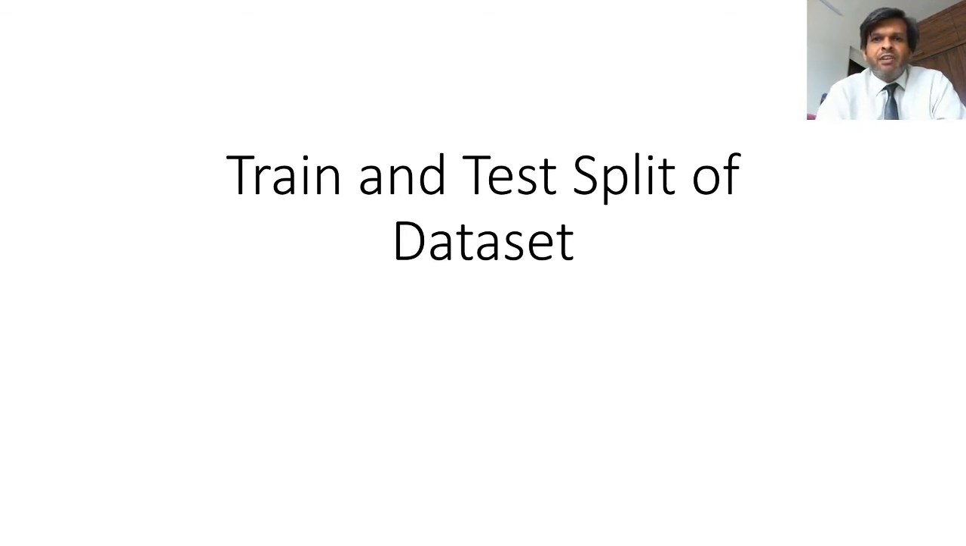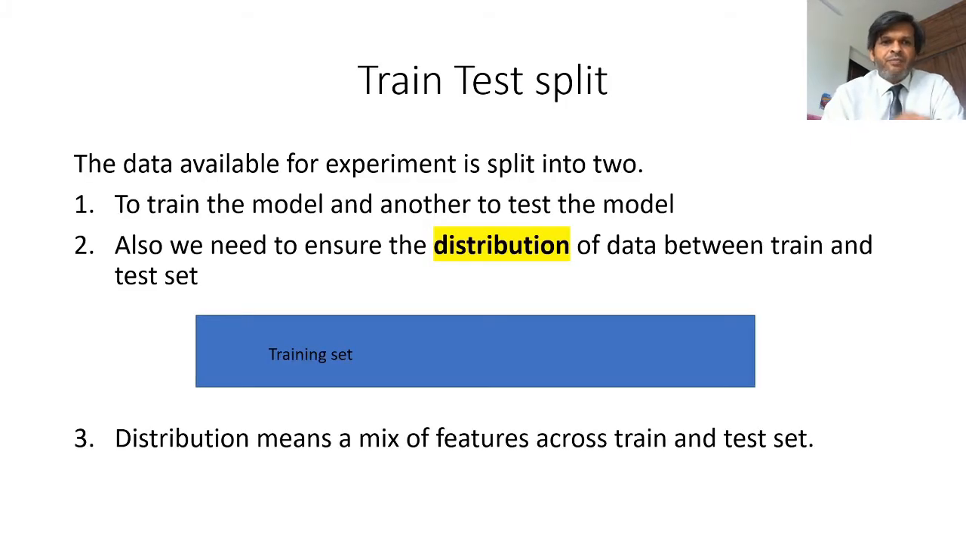In today's session, we'll be covering how we split our data set into train set and test set. So what is train set? Train set is a part of our data set which we'll use to train our model. And once a model is trained, we'll use the other part, which is the test set, to test that model's performance and see how accurate the performance of that model is.